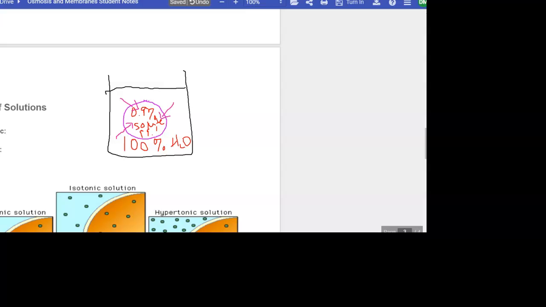What will happen to that cell? Well, because water's moving in, the cell will swell, and if nothing stops it, it can burst or lyse. And of course, when that happens, the cell's dead. All the guts leak out. Now, the solution here, this 100% water, because it has high water, but it has 0% solutes, we have a name for it. It's going to be called either hyper or hypotonic.